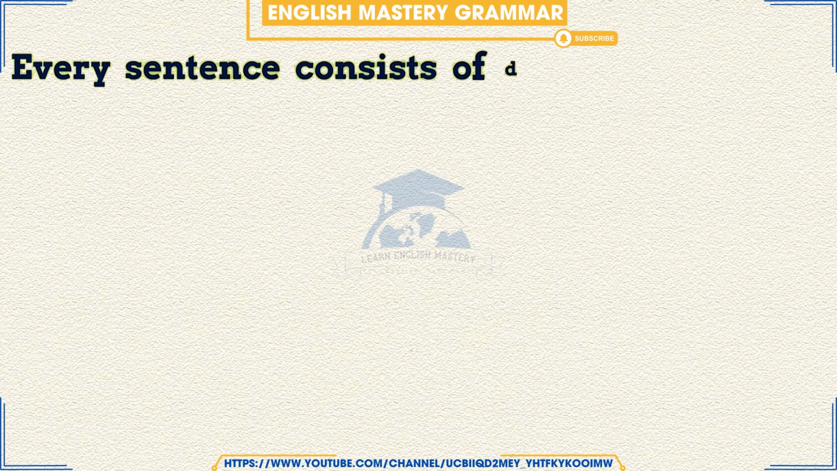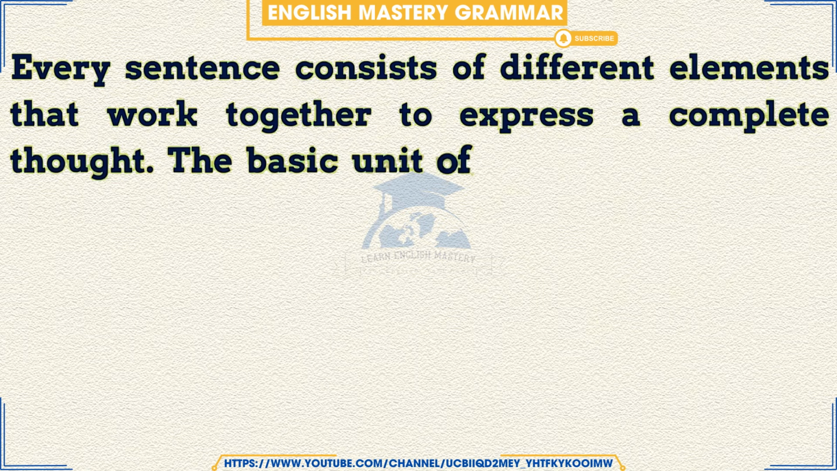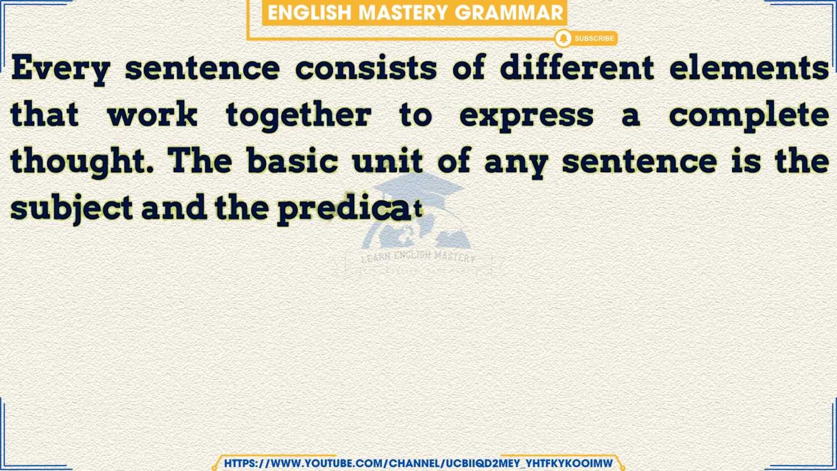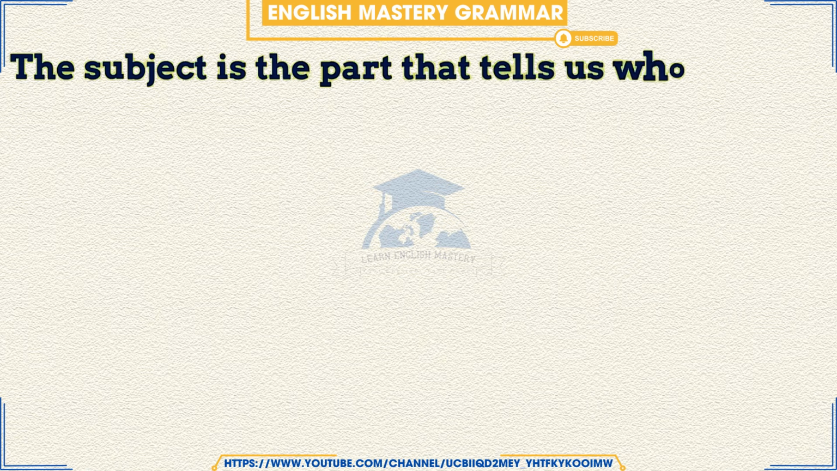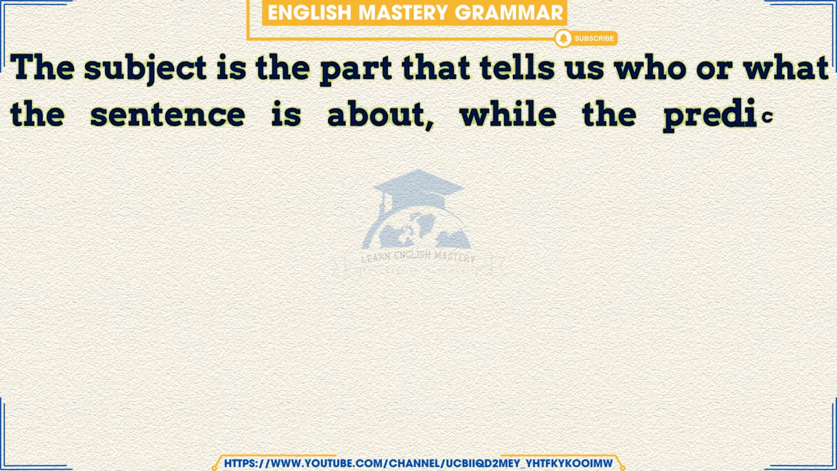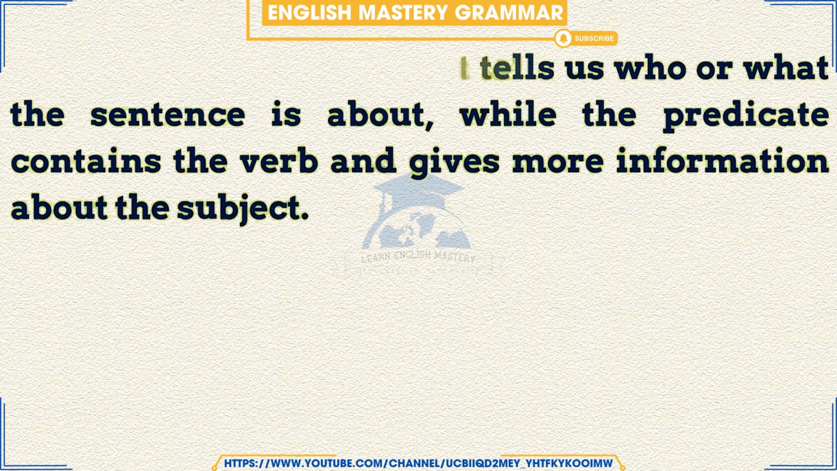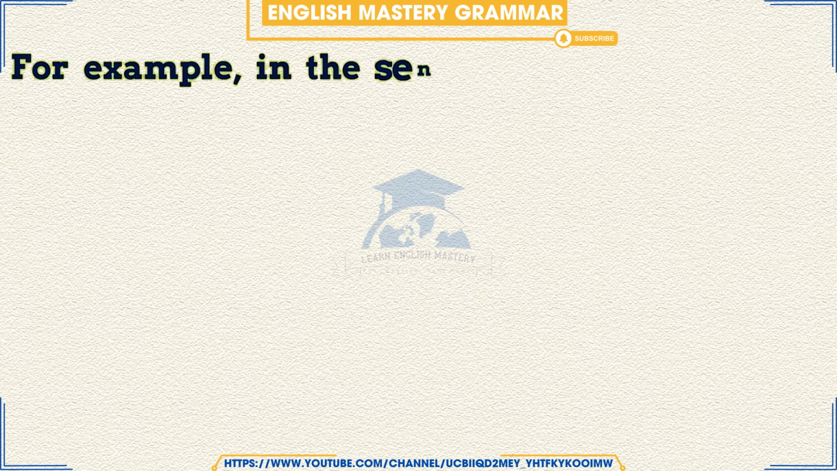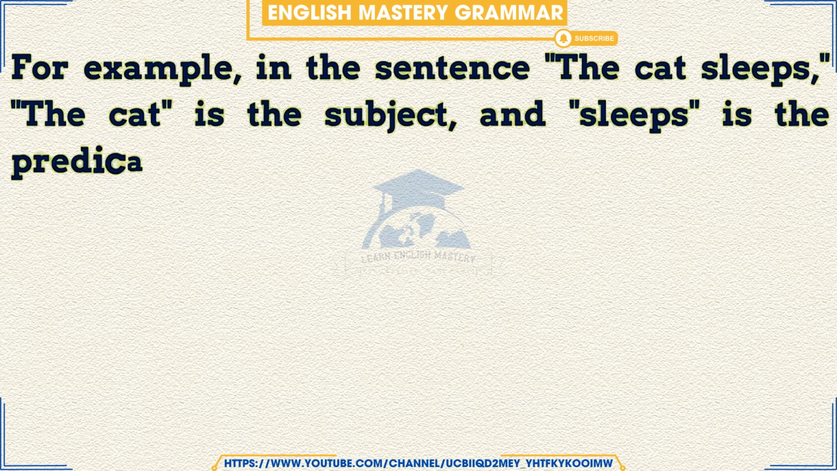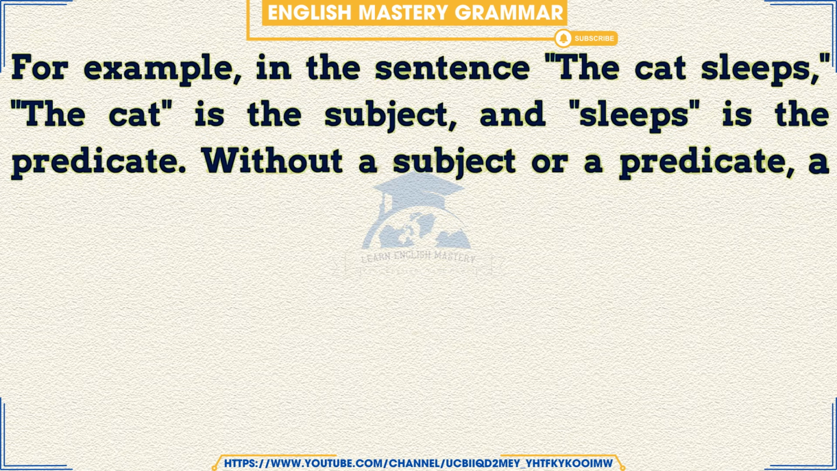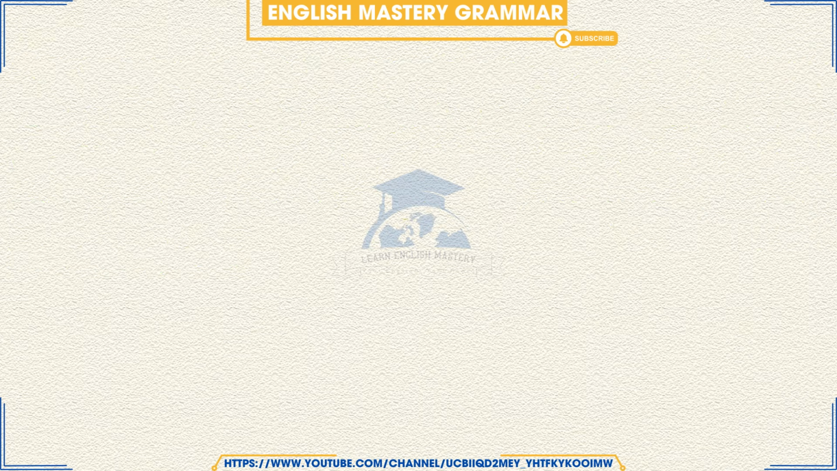Every sentence consists of different elements that work together to express a complete thought. The basic unit of any sentence is the subject and the predicate. The subject is the part that tells us who or what the sentence is about, while the predicate contains the verb and gives more information about the subject. For example, in the sentence, "The cat sleeps," the cat is the subject, and sleeps is the predicate. Without a subject or a predicate, a sentence would be incomplete and meaningless.